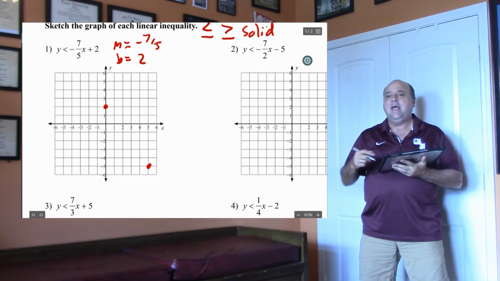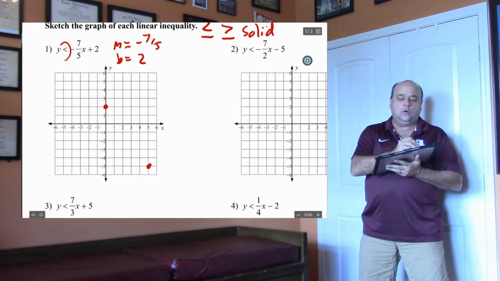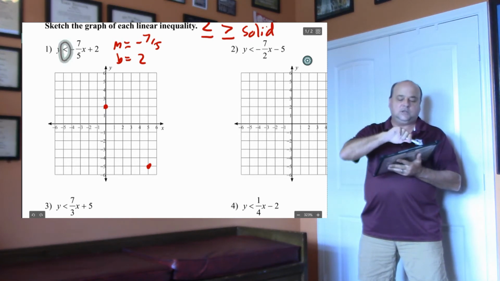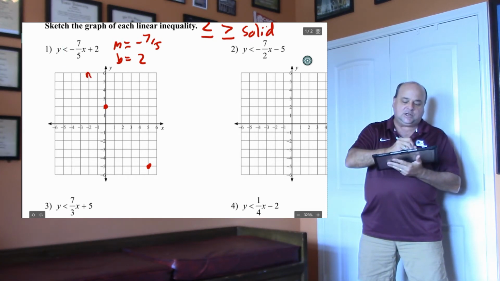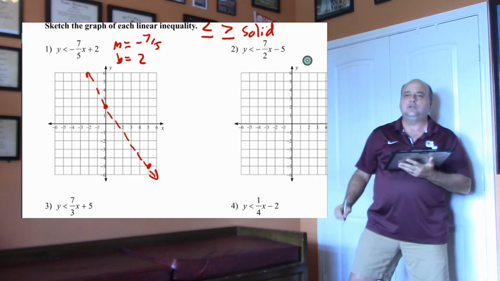Put another dot. I can't get another dot because I'll go off the graph. There is no equal bar here, is there? So I'm going to draw a dashed line through these two dots. Okay, so I have a dashed line through the two dots.